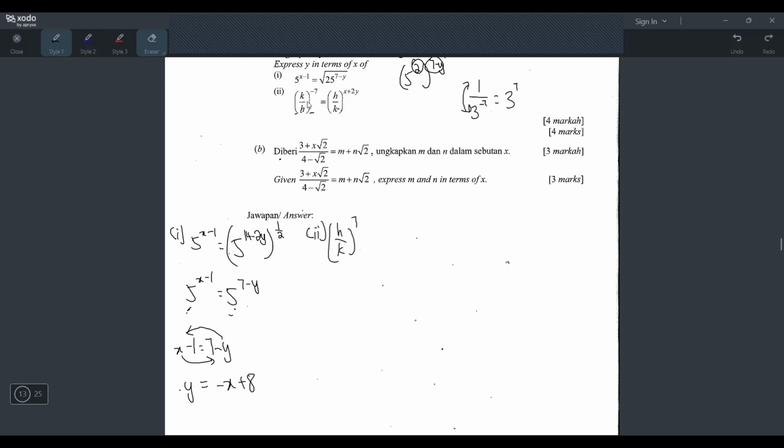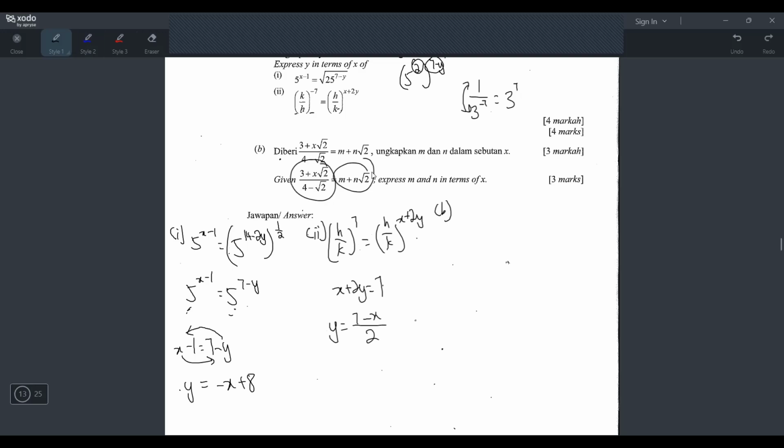So what happens here is k over h power negative 7 becomes h over k power 7, right? But the other side is also h over k, but it's power x plus 2y. And since both sides have h over k as the base, it means the power we can compare. So x plus 2y equals 7. And since I'm finding y in terms of x, I have to make the y single. So move the x, it becomes minus, move the 2 to divide, right? So this is the answer. Okay, let's continue with B.